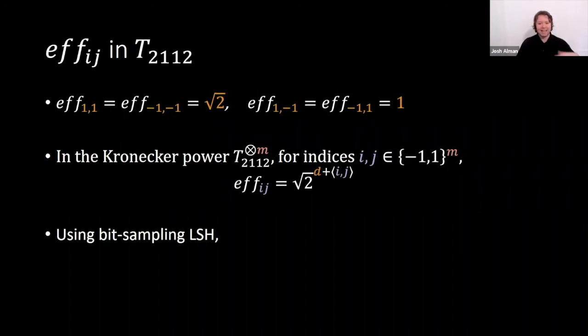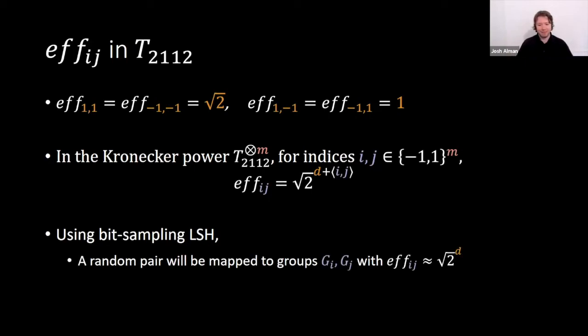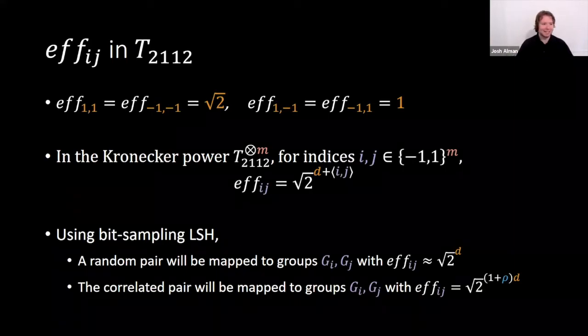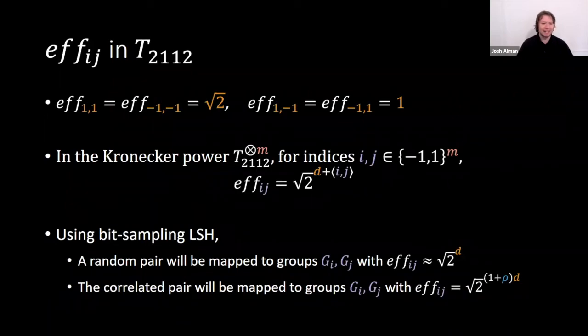So in particular, if we use bit sampling LSH to put them into buckets, then a random pair of vectors will still be mapped into buckets whose efficacy is about root 2 to the d, but the correlated pair will be put into buckets where the efficacy is like root 2 to the 1 plus rho d. So the correlated pair gets put into buckets with higher efficacy, and then you can use that to say we don't need to repeat as many times, or you don't need to make d as big, and you get a better running time.